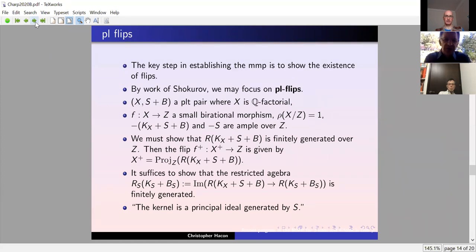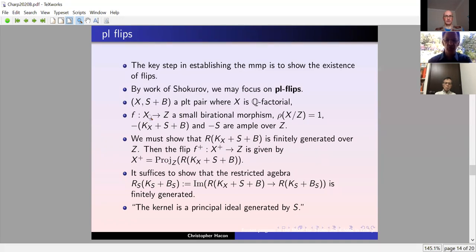And in this situation, we have a PLT pair. Again, if you're not used to PLT pairs, just think of a smooth variety, a smooth divisor in the variety, and ignore the boundary. Otherwise, for those who are more familiar with the technicalities, S is the only log canonical center of this pair, and it's a divisor. And I'm going to focus on Q-factorial varieties.